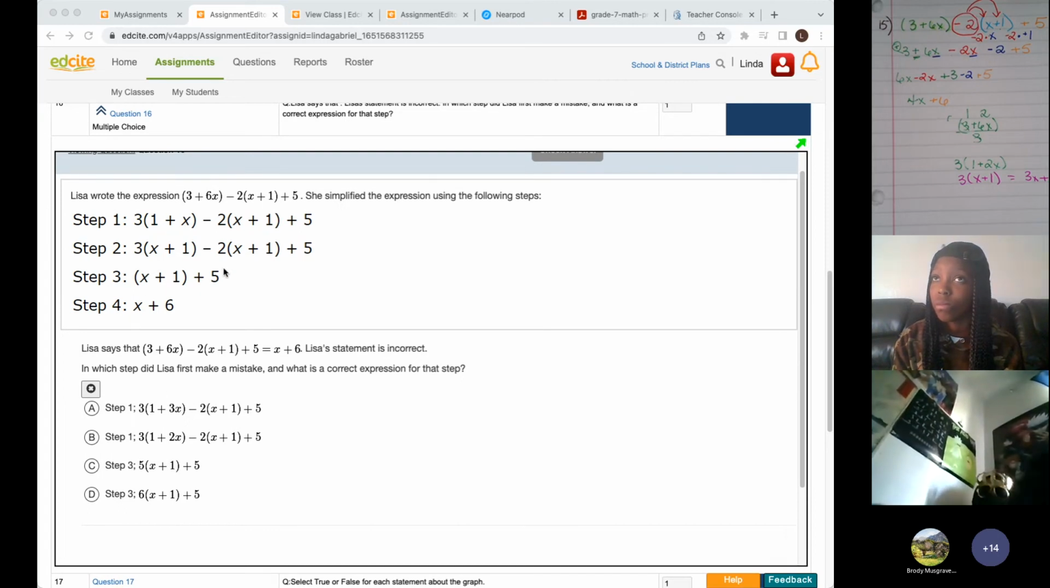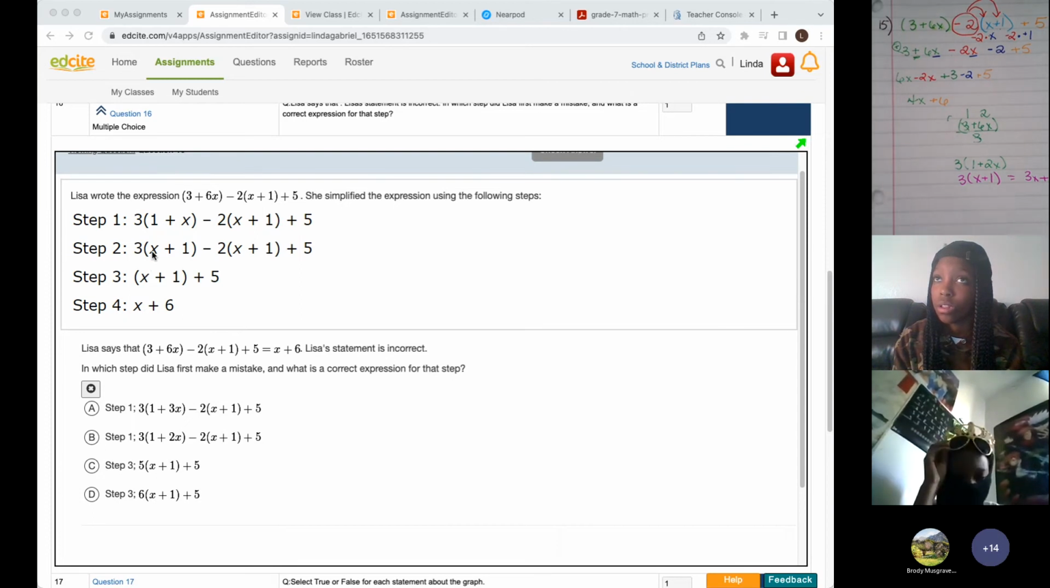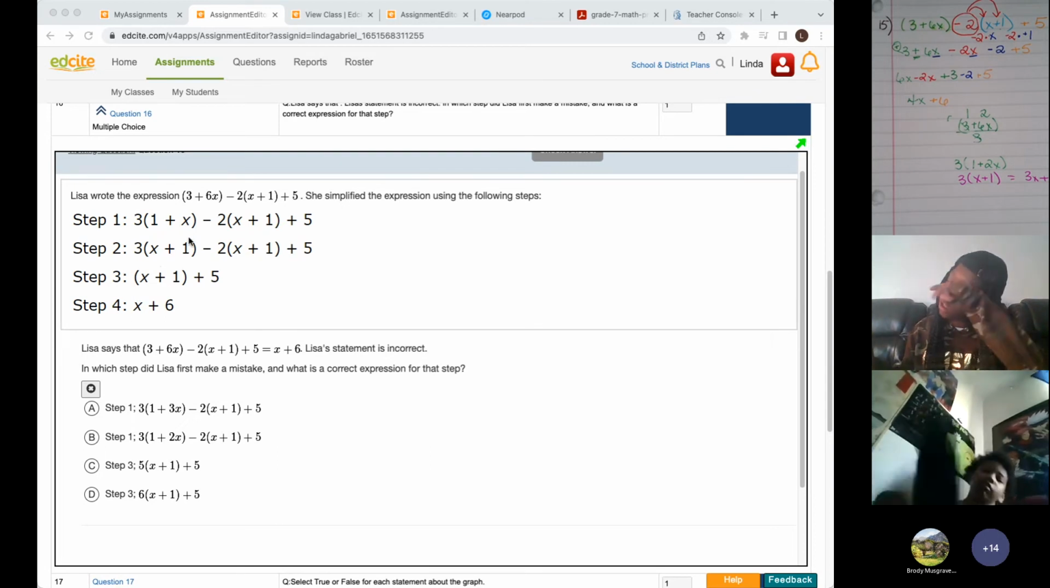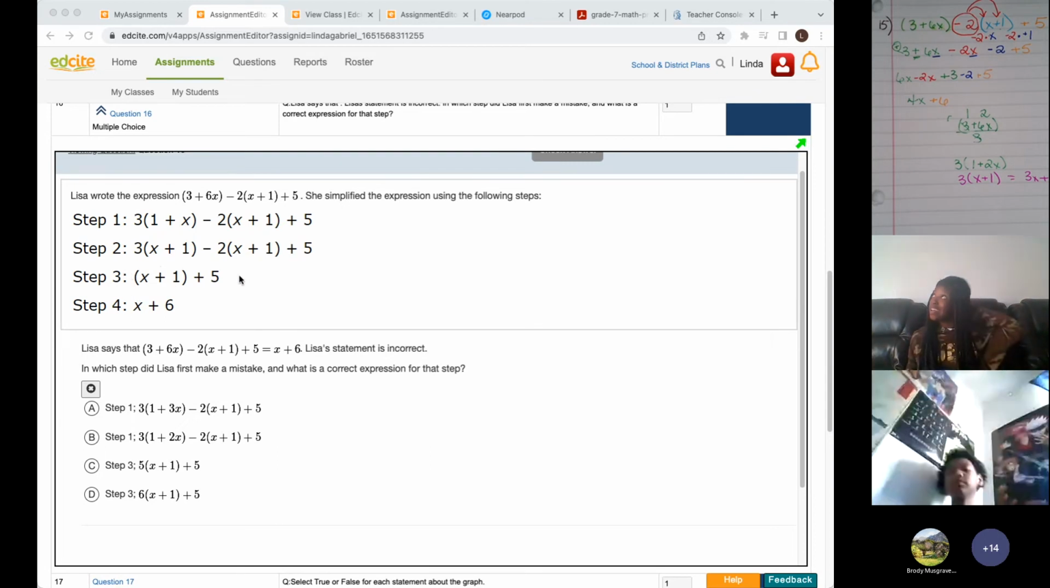When she went to combine like terms, she combined x plus 1s without distributing the multiplication through. You guys see that? See how on step 2, she tried to turn the parentheses x plus 1, x plus 1, and combine those into essentially 1, right? 3 minus 2, 1 x plus 1 plus 5.